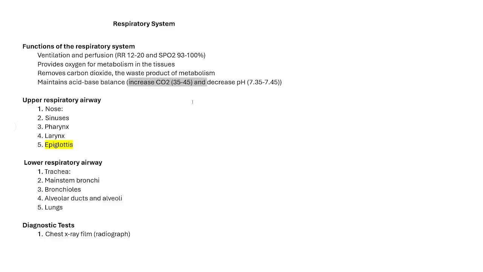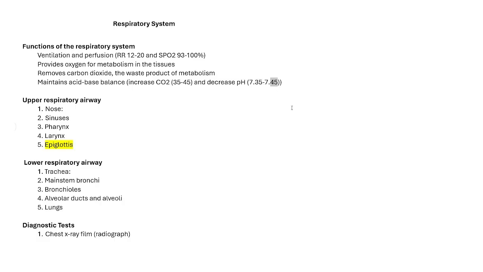Anything outside this range, which is here, this is what I'm talking about here. So anything above 45, we say that the person is having respiratory acidosis, and if the carbon dioxide levels drop below 35, then we say that the person is at risk of getting respiratory alkalosis. Please, this is the pH that determines if we are in an acidic condition or in an alkaline condition. The normal body pH is 7.35 to 7.45.